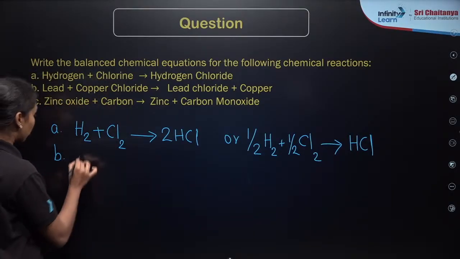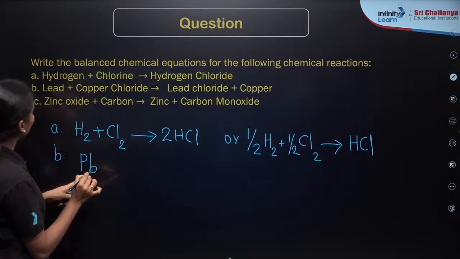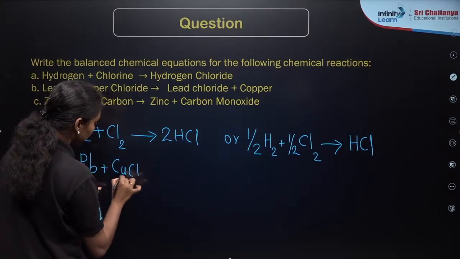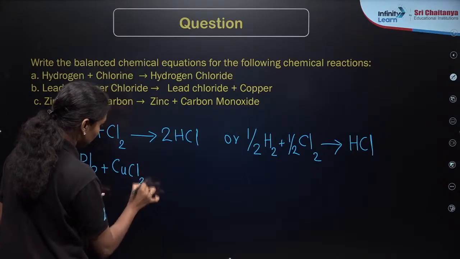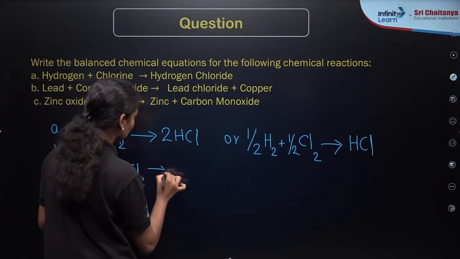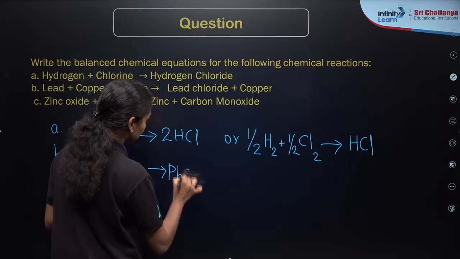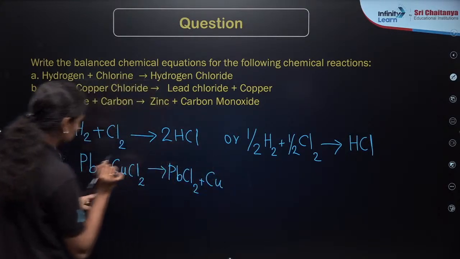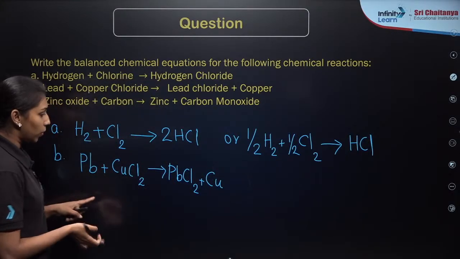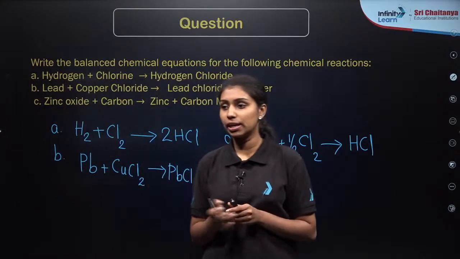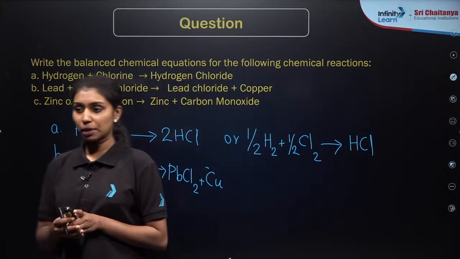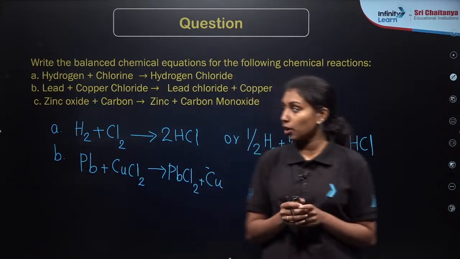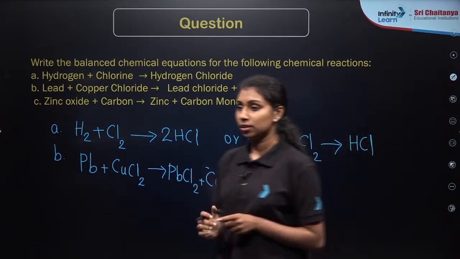So lead has the symbol Pb, plus copper chloride. Copper chloride means copper is here, chlorine is here, crisscrossing the valency, it will form CuCl2. Now what will be the product? It will be PbCl2 plus the symbol copper, right? So this reaction is already balanced over here. There is no need of any addition or multiplication of numbers. So Pb plus CuCl2 gives PbCl2 plus Cu. That is the balanced chemical equation for the second reaction. Is that clear?